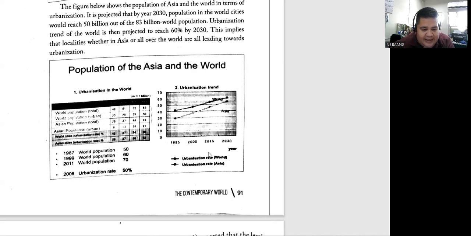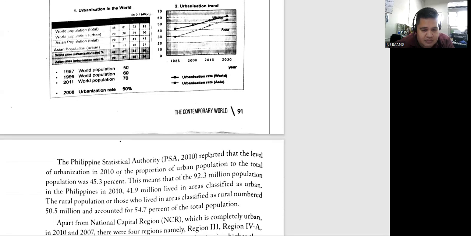Way back in 1987, the world population was 5 billion. In 1999, the world population turned 6 billion. And in 2011, the world population boomed up to 7 billion. And the urbanization rate in 2008 reached 50%, an increase in the urbanization rate in Asia and the world.